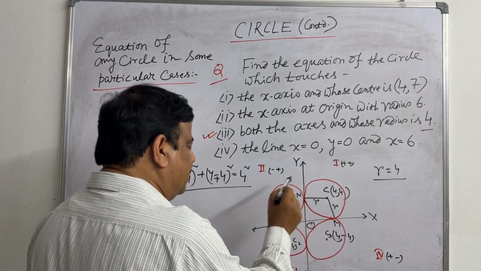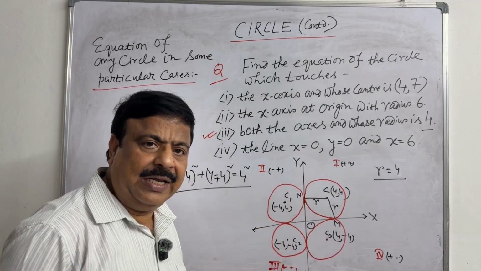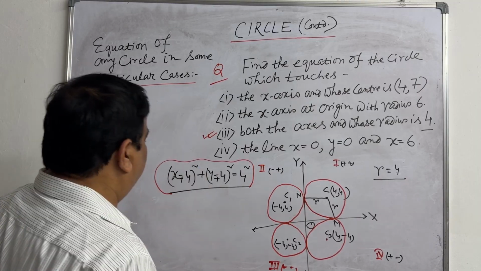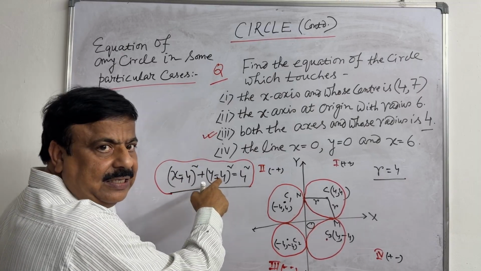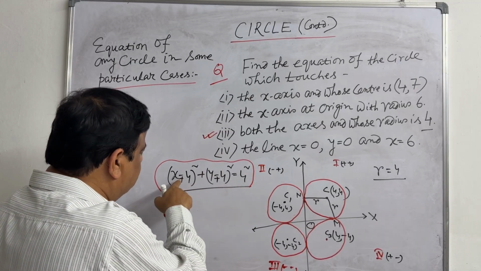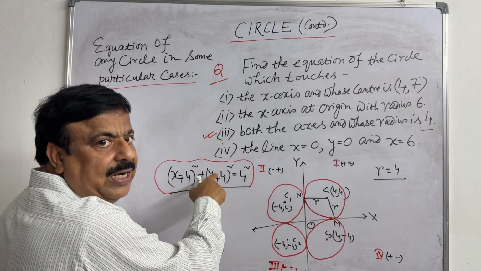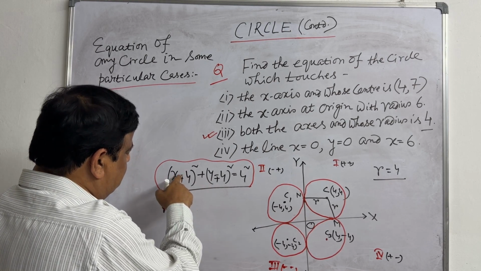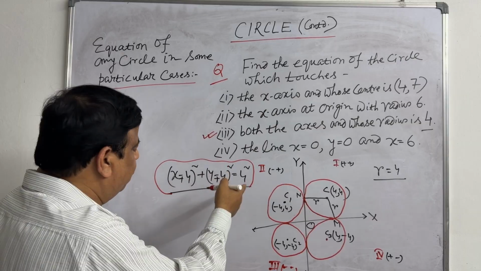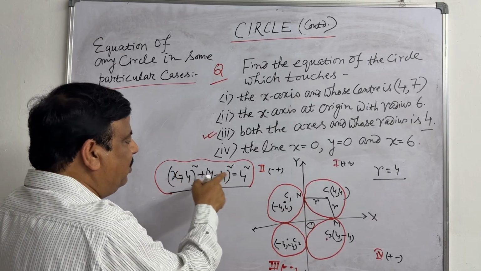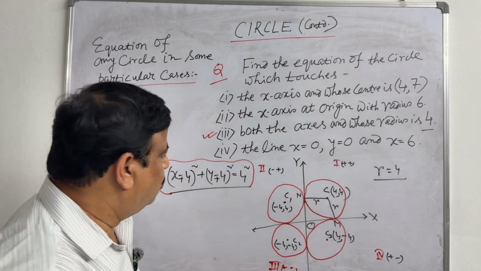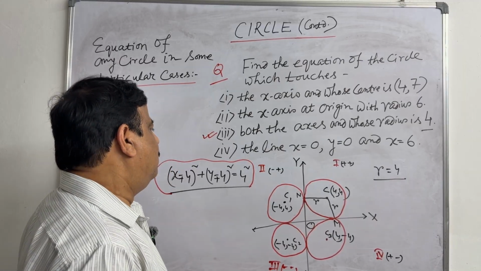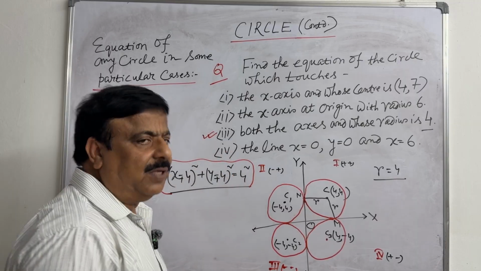Say circle 1, this is 2, this is 3, and this is 4. Clear? So this is the equation. First you consider plus plus, you will get one equation. Then you consider this one is plus, this one is minus, you will get another equation. Third, you consider x minus and y plus, you will get another equation. And if you consider minus and minus, you will get the last equation. So 4 equations you will get. Clear?